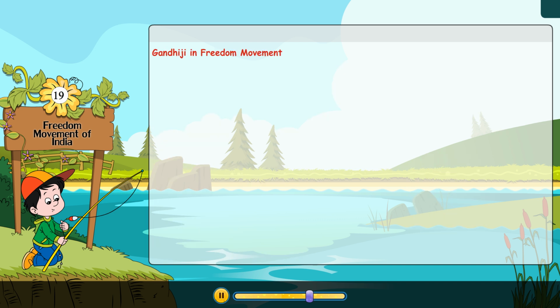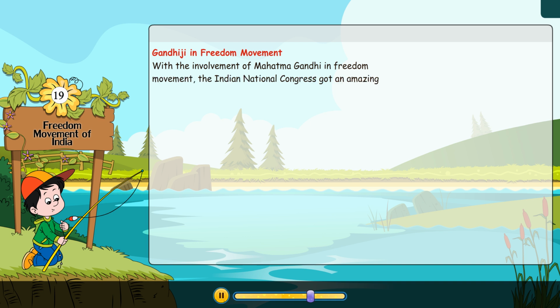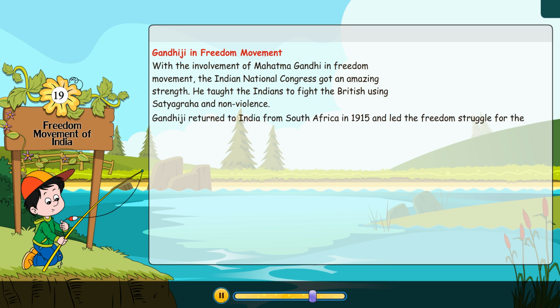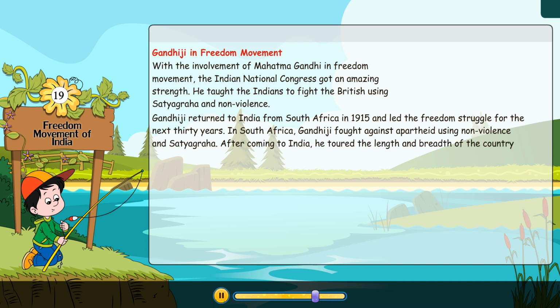Gandhiji in Freedom Movement. With the involvement of Mahatma Gandhi in the Freedom Movement, the Indian National Congress got an amazing strength. He taught the Indians to fight the British using satyagraha and non-violence. Gandhiji returned to India from South Africa in 1915 and led the freedom struggle for the next 30 years. In South Africa, Gandhiji fought against apartheid using non-violence and satyagraha. After coming to India, he toured the length and breadth of the country and saw the condition of the people.